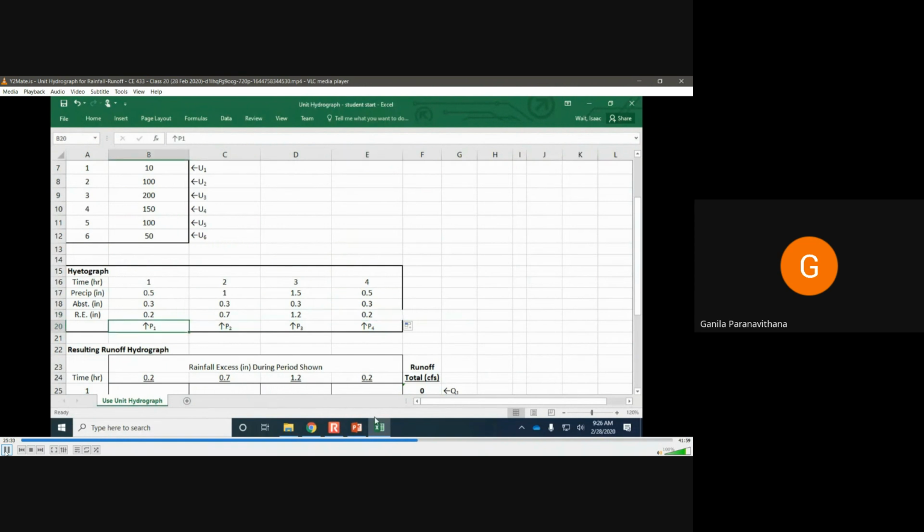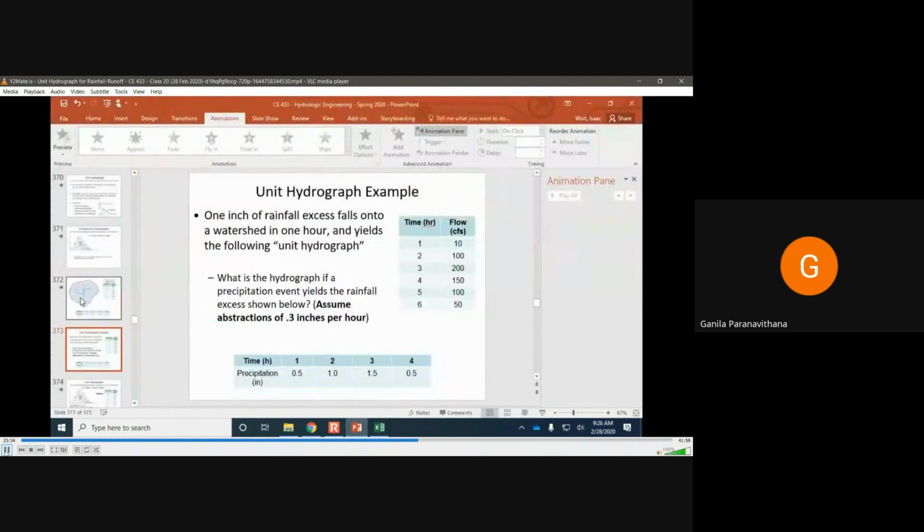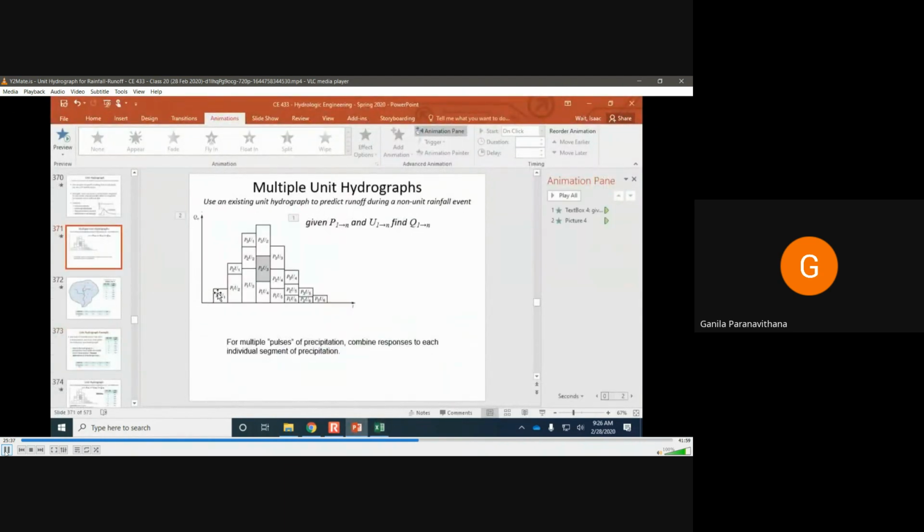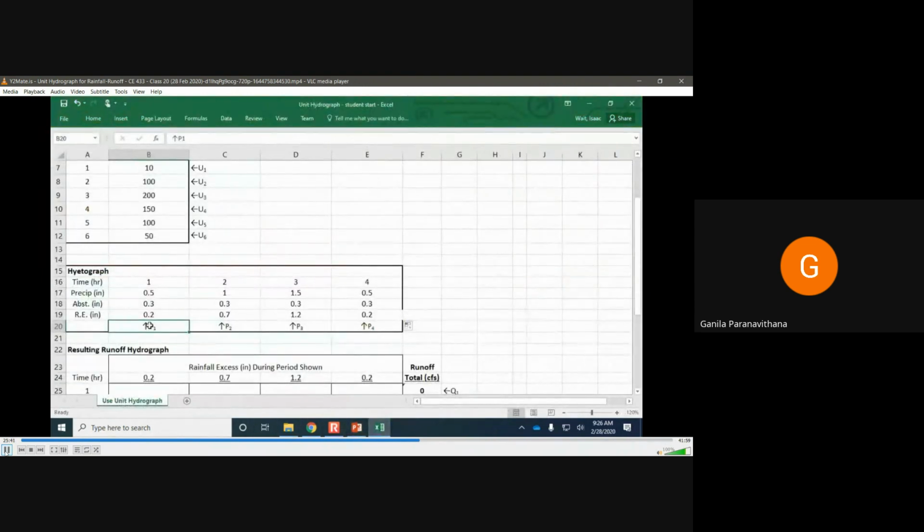So back to this figure that we're going to be looking at, P1, P2, P3, that refers to the precipitation amount during the first time interval and rainfall excess specifically. They use P just as the variable, but what they mean is rainfall excess. So rainfall excess during the second hour, rainfall excess during the third, and so on.